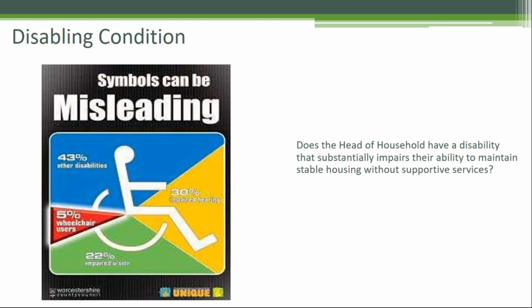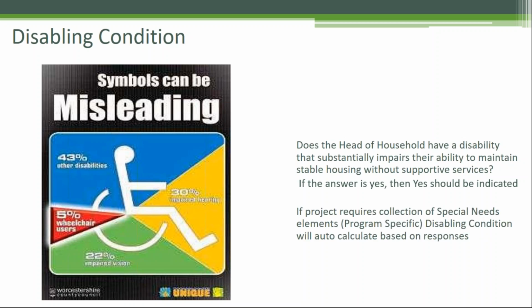For disabling condition, you're going to ask, does the head of household have a disability that substantially impairs their ability to maintain stable housing without supportive services? If the answer is yes, then yes should be indicated that the client does have a disabling condition. If a project requires the collection of special needs elements, which are program-specific data elements, disabling condition is going to auto-calculate for you based on the responses to each one of those special needs.